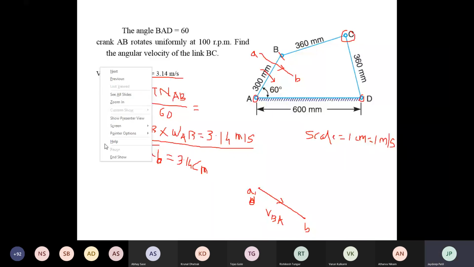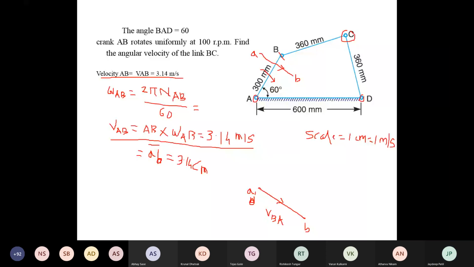Now you have to take down first of all the fixed points. In the given mechanism, there are two fixed points A and D at the same location in the vector diagram. Then you have to draw the first vector whose magnitude is known. In the given problem, velocity of AB is known, so you have to draw the first vector AB, whose magnitude is 3.14 meter per second. Considering the scale, the vector AB is 3.14 centimeter.